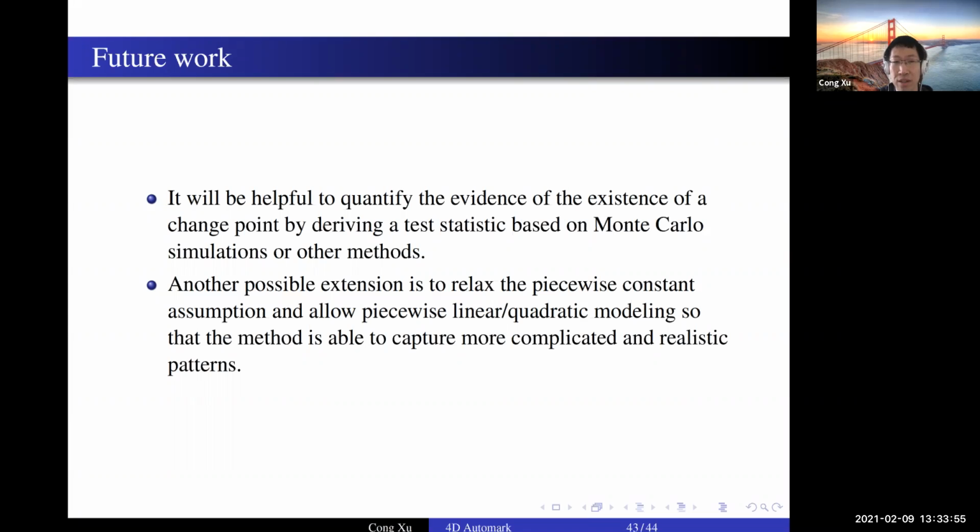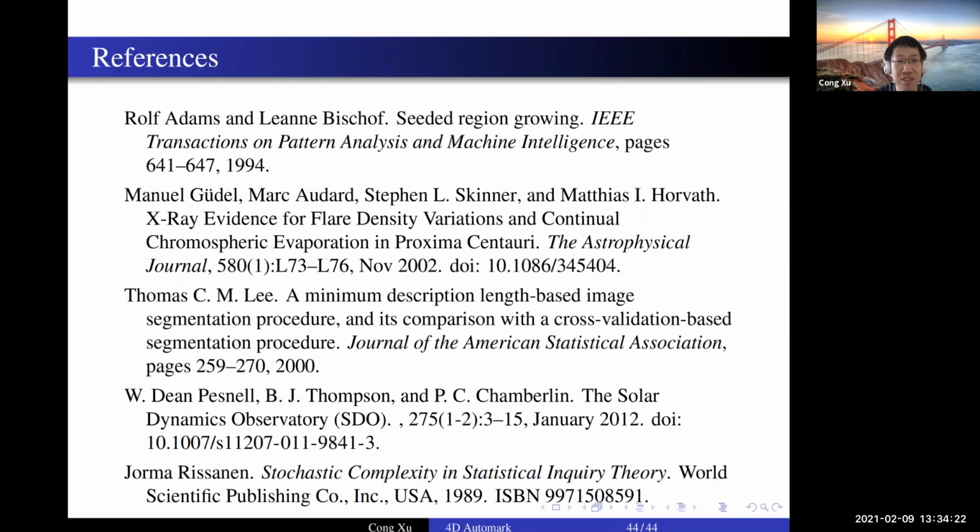And another one is, right now we use the assumption of piecewise constant functions. In practice, it might be better if we could allow piecewise linear or even piecewise quadratic for the modeling, so that the model could work better in practice. So these are some possible extensions for the current method. Okay, so that's all for the presentation. Thank you guys.